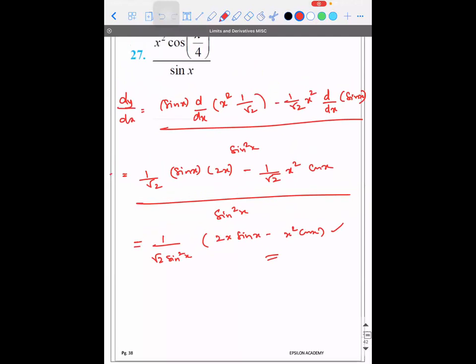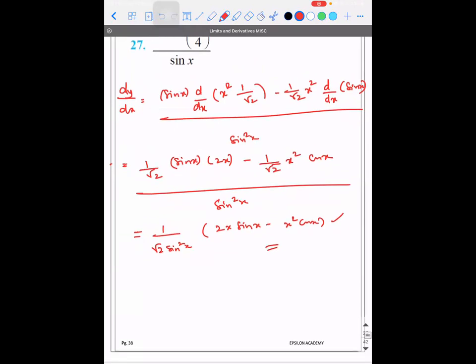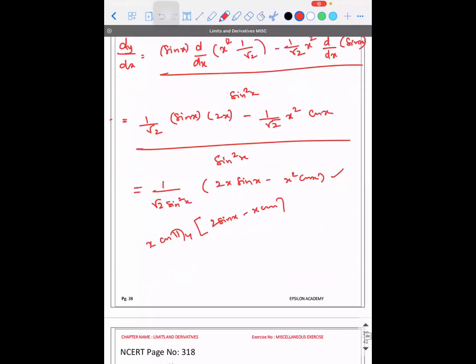Is it fine? So they've given it as x cos pi by 4 into 2 sin x minus x cos x by root 2 sin square x. Tell me again. X cos pi by 4 into whole bracket 2 sin x minus x cos x by root 2 sin square x.